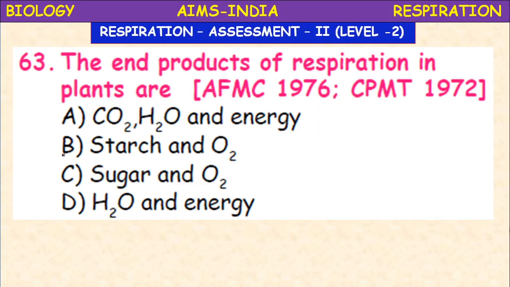Next, the end products of respiration in plants are carbon dioxide, water and energy, starch and oxygen, sugar and oxygen. Whether it is a plant or animal or any living organism, the product of respiration is carbon dioxide, water and energy. It's aerobic respiration.